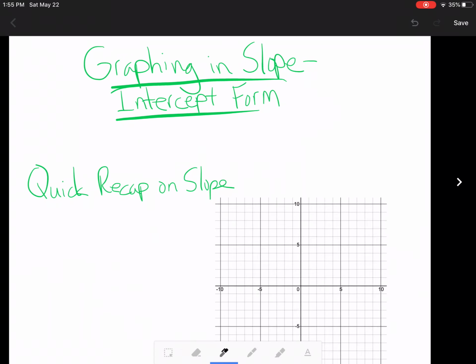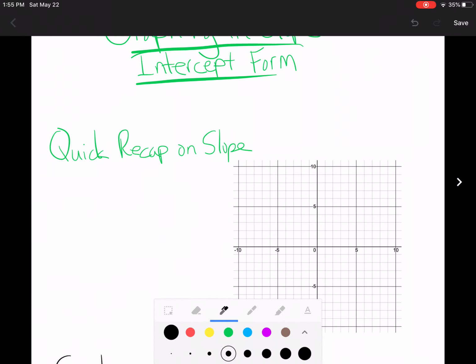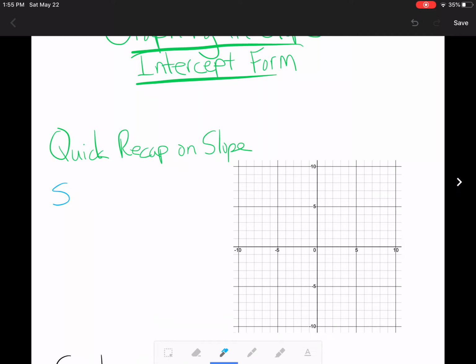Now, let's do a quick little recap here on slope. If you remember, slope is a ratio of rise over run. And what that means is it's the ratio of how far we're going up and down versus how far we're going left to right. Okay? And when we're given some information, it's a fraction. It tells us a lot about what's going on.